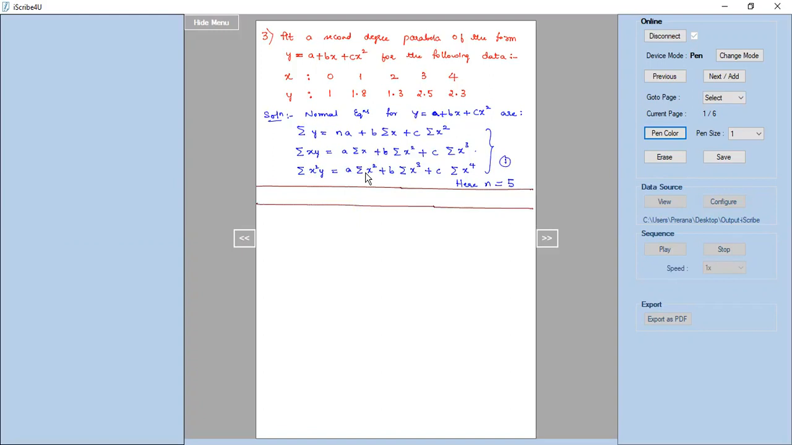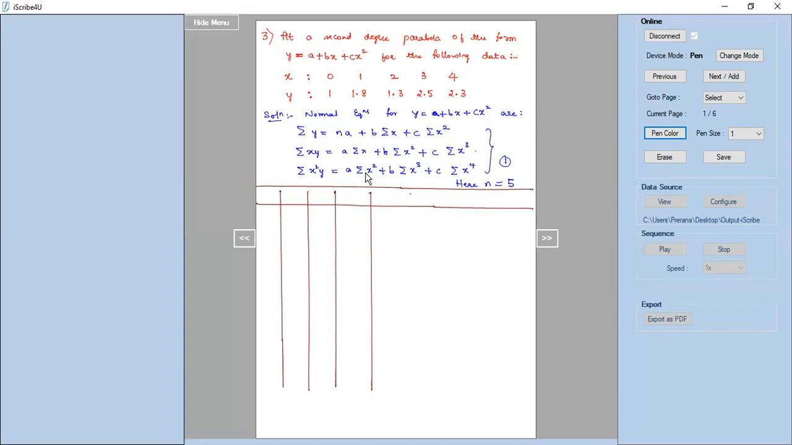How many columns are required? First column is x. Second column for y. Third column for x into y. Fourth column I will prepare for x square y. Then for x square, x cube, x power 4. You can prepare those columns first, then accordingly x square y. So like that also we can do.